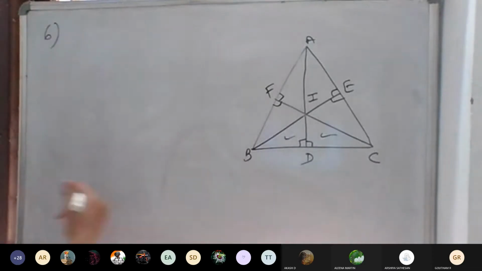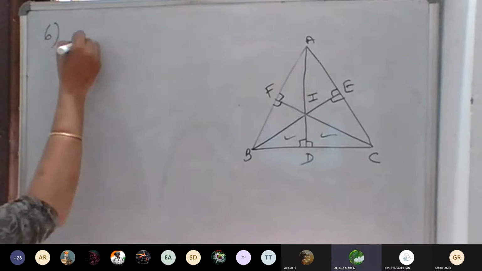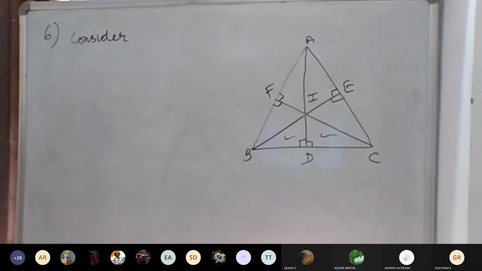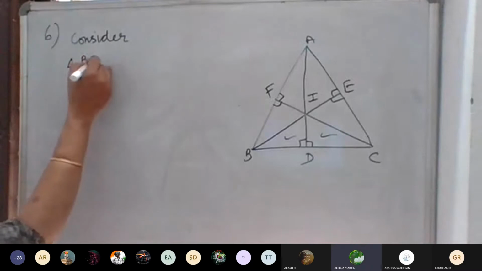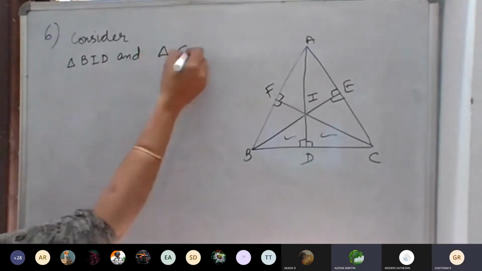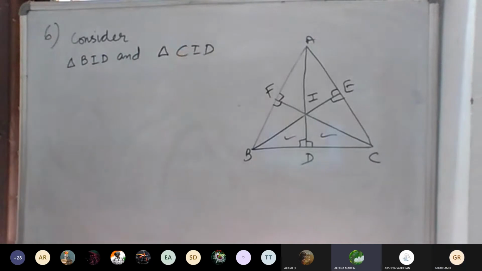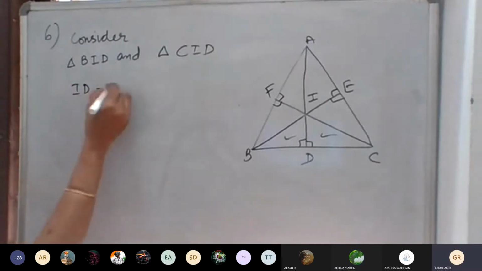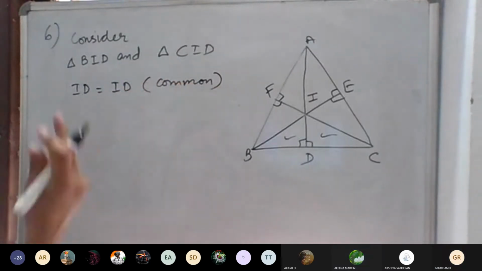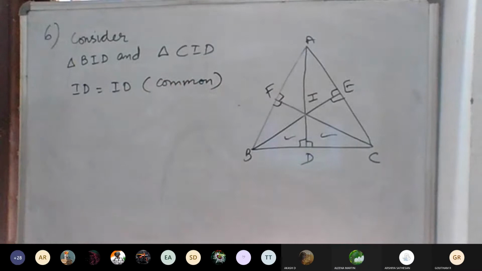Don't write first, try. After that I will give you time. Consider triangle BID and triangle CID. ID is common for both. ID is equal to ID, that is common. Please listen. ID is equal to ID, common.